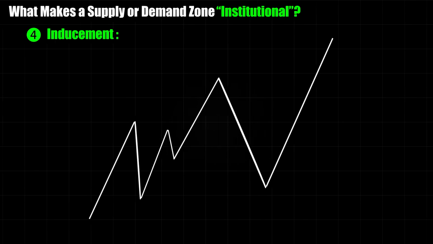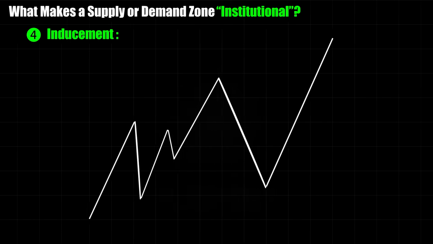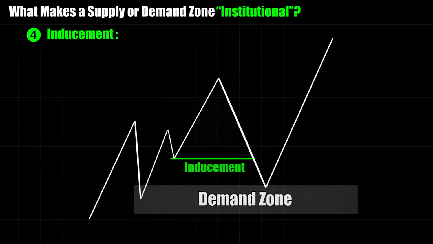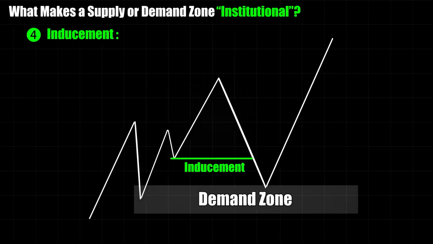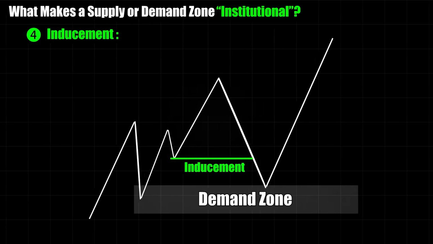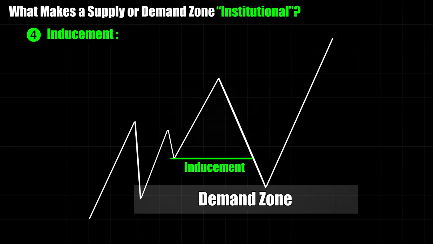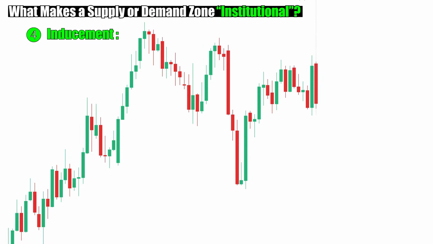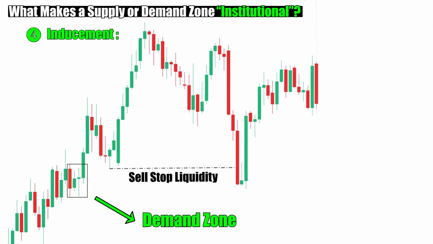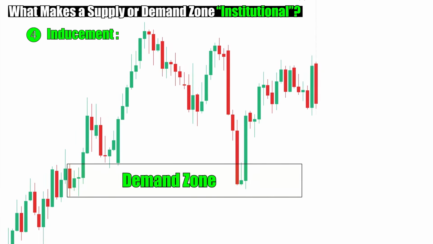And while it can get technical, here's the simple idea. Before a zone is triggered, you want to see available liquidity just before it. Why? Again, it provides institutions the opposing orders they need to enter with low slippage. For example, if there are clear lows just before a demand zone, those sell stops become fuel for institutional buy entries. But if there's no liquidity leading into the zone, then the setup might be a trap and the zone could fail.